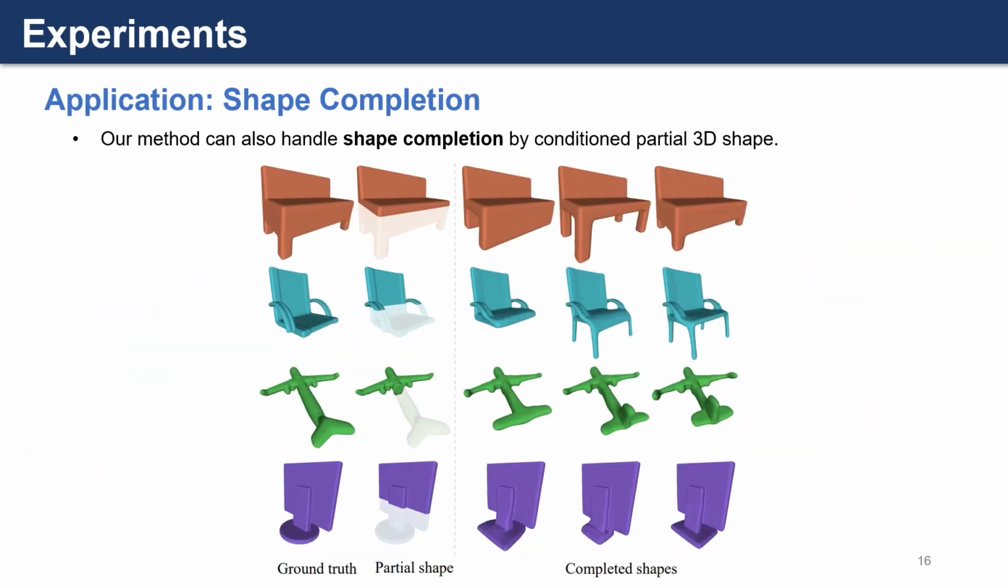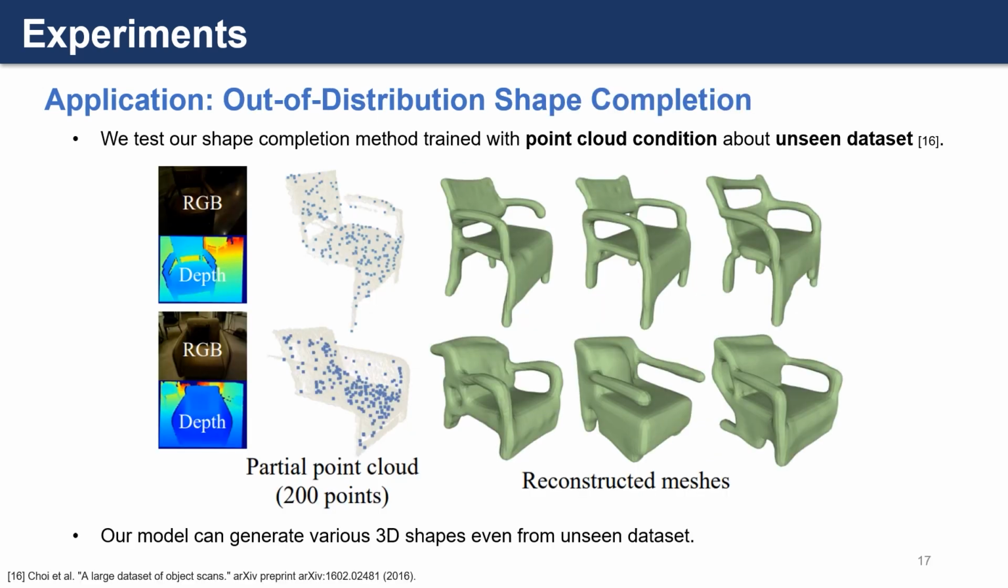This figure is visualization of shape completion result. With given partial 3D shape in the form of SDF voxel, our proposed method predicts the complete shape. As you can see in the figure, our method shows various and plausible candidates with regard to a given same condition. This figure is visualization of shape completion results from point cloud of real-world dataset. We train our model to predict complete shape from partial point cloud of our dataset. Our model can generate various 3D shapes from even unseen dataset.